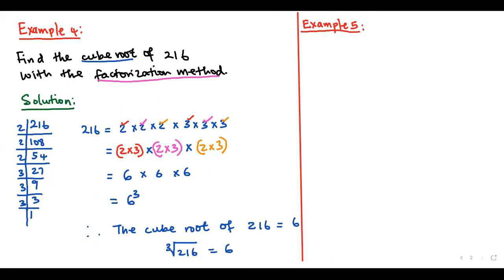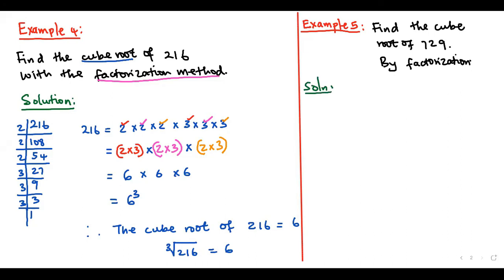Let's say we need to find the cube root of 729. Find the cube root of 729. And we are going to use factorization. Okay, so let's get the solution.